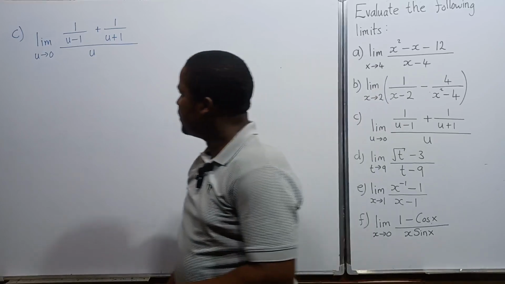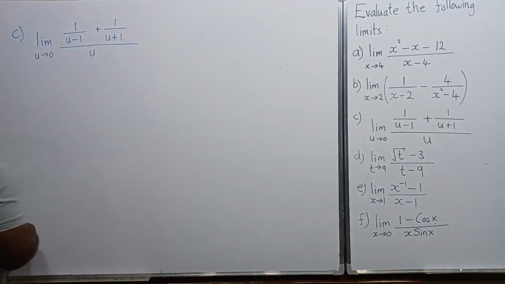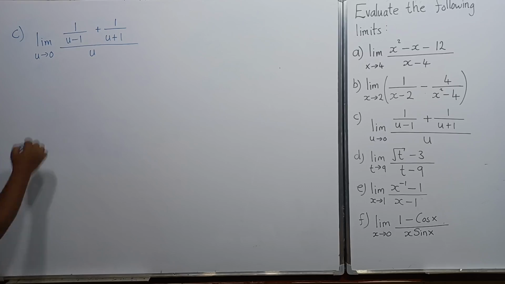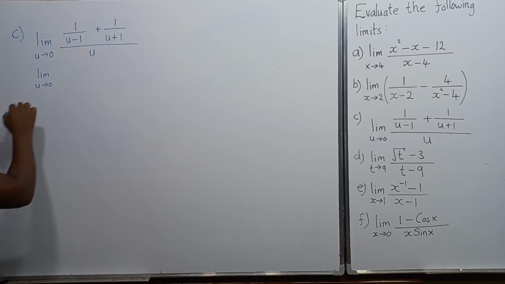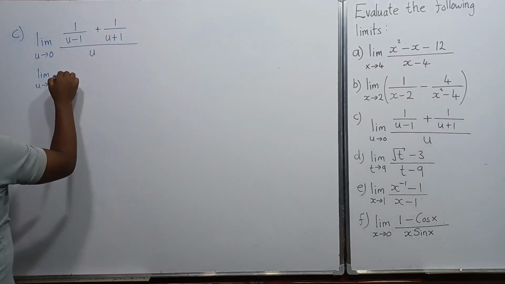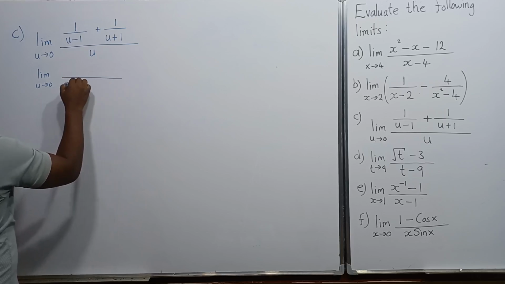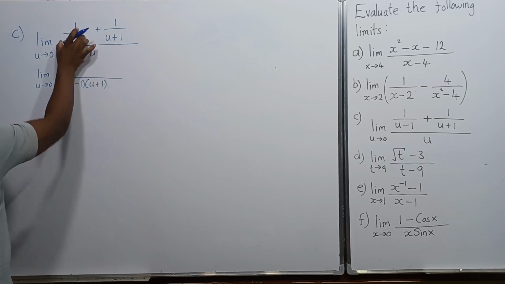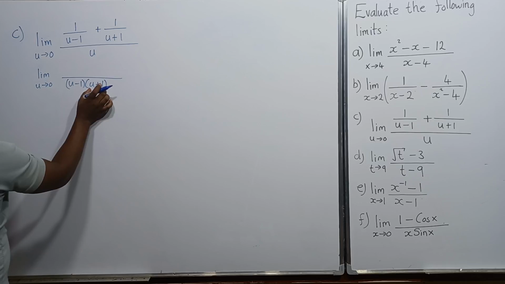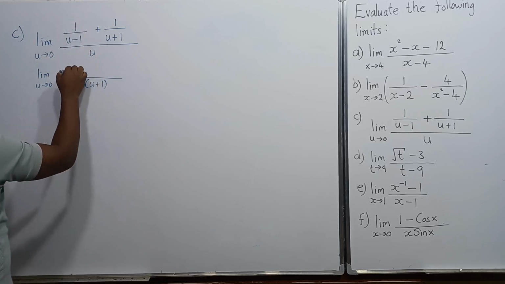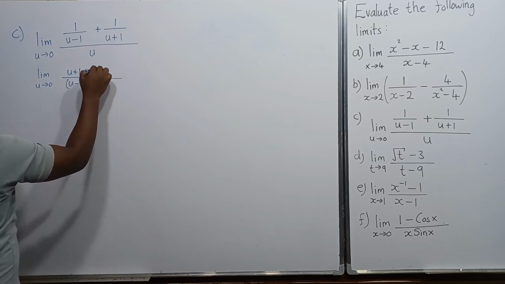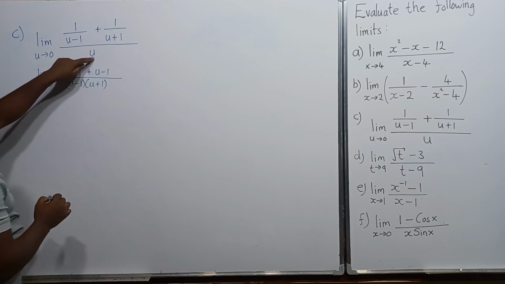Okay, so this is our third question. For this one, what we're going to do is, let's first add the two fractions in the numerator. That is the limit as u approaches 0. So for the numerator, we know that the LCM is (u minus 1)(u plus 1). So if this denominator goes into this denominator, we get u plus 1. u plus 1 times 1 is u plus 1. This goes into this, we get u minus 1. So u minus 1.